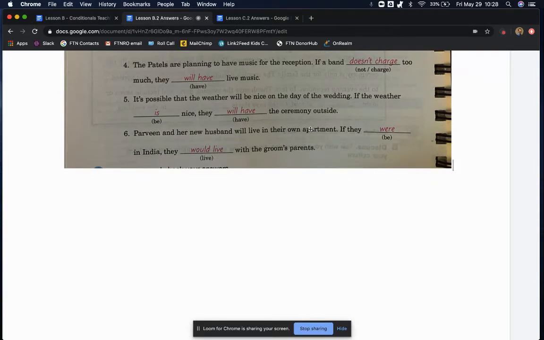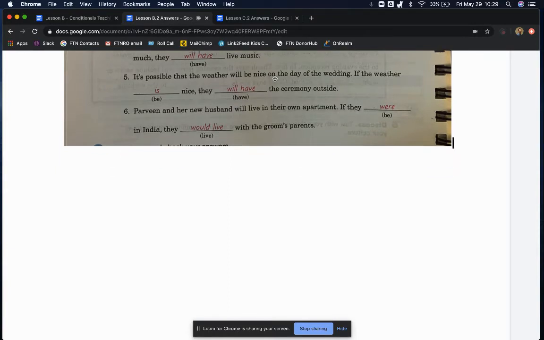Okay. And then here's number four. The Patels are planning to have music for the reception. If a band doesn't charge too much, they will have live music. All right, so now you should notice a change in the story and in the possibility, or the real versus the unreal. If a band doesn't charge, okay, that's present tense. So there's a change there. This is possible. If the band doesn't charge too much, they will have live music. Not they would have. They will have. This is possible. Will is stronger, right?